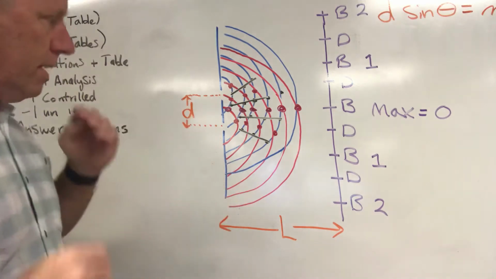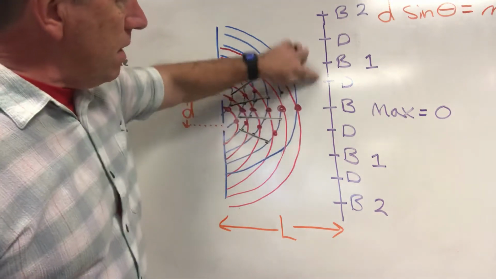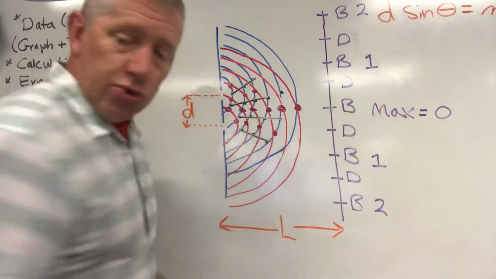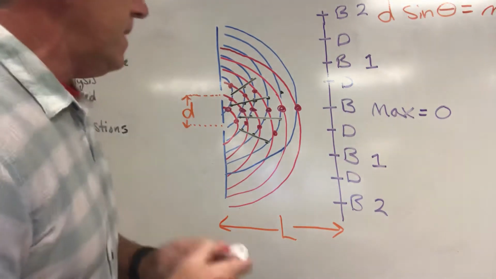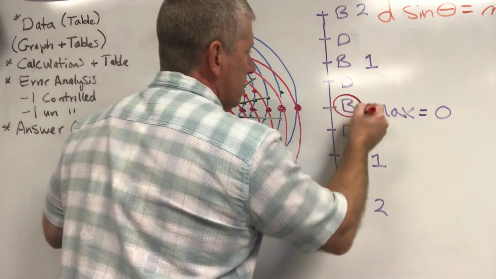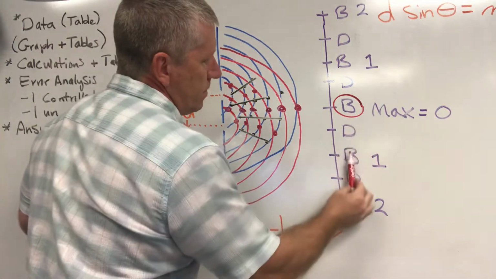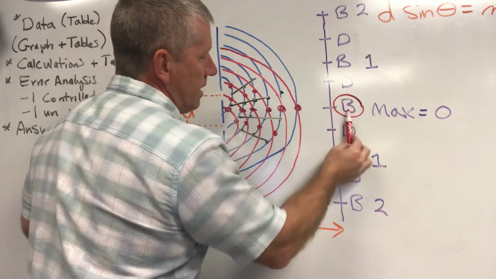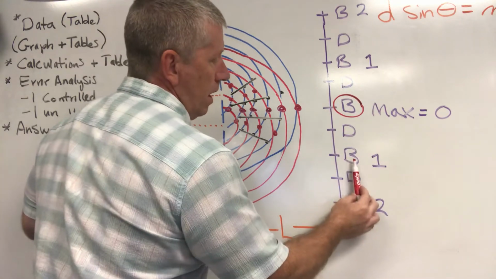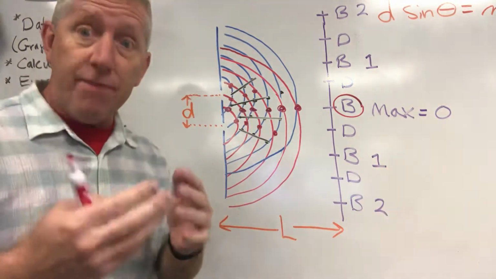Now what I've done here is I put a B for bright, B for bright, B for bright, D for dark, dark, dark. And over here you'll see that it says max equals 0. That central bright spot is called the 0 maximum point. And I'll circle that. It's my bright. And then every bright spot, and they are equal distances on either side of the central maximum, I put a 1 because that would be called the 1 maximum, the first maximum away from the central maximum.